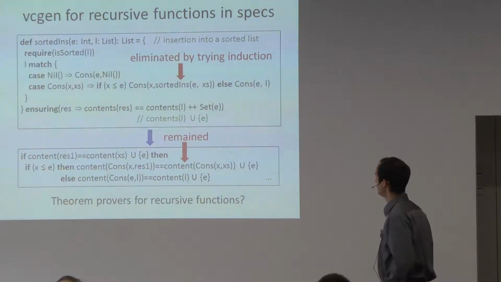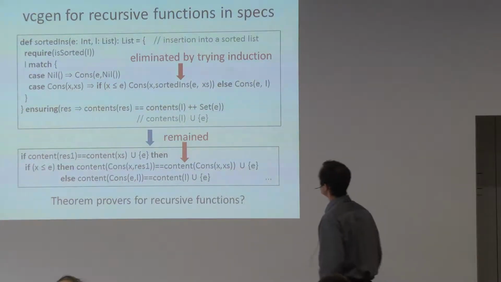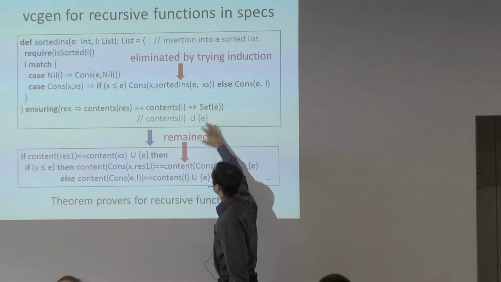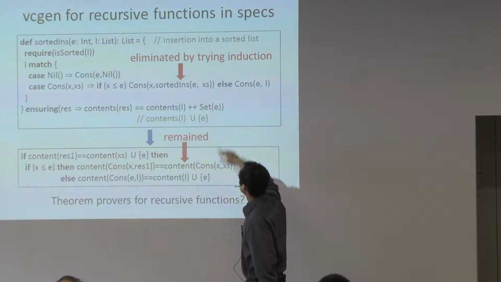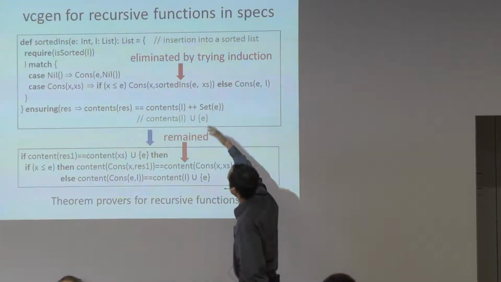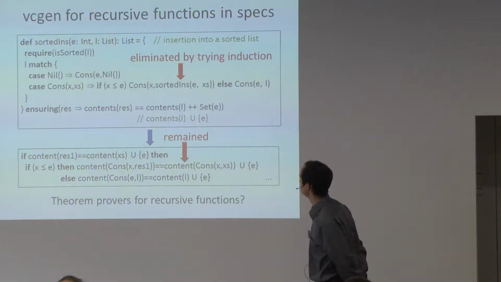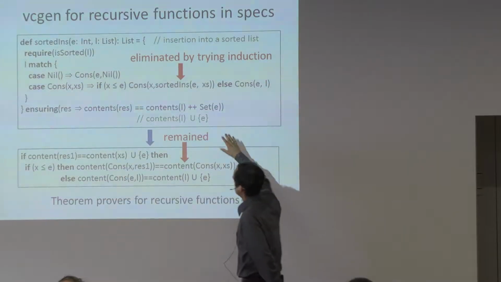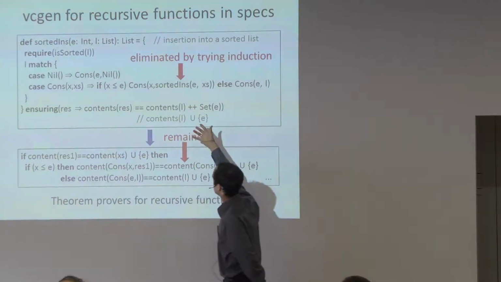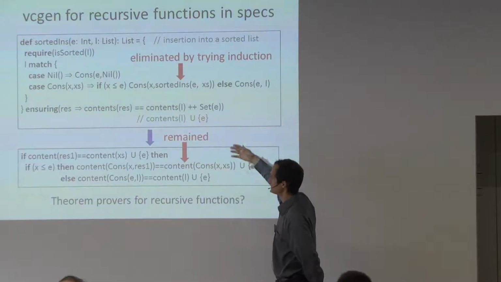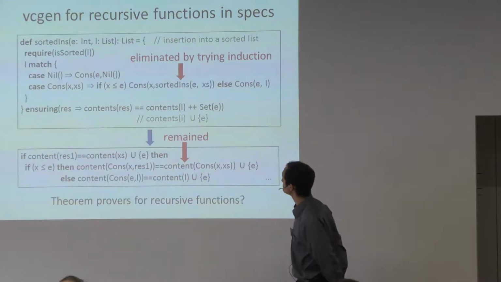So one of the main techniques is to take these recursive functions that have post conditions, and let's focus on this post condition here for the sorted ins function that we have seen. The post condition says that the set of elements in the result is the original set of elements extended with a given element.